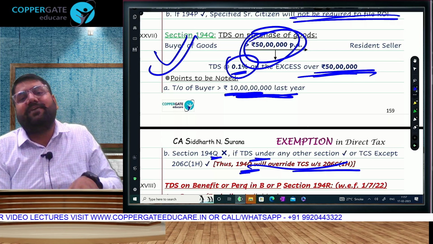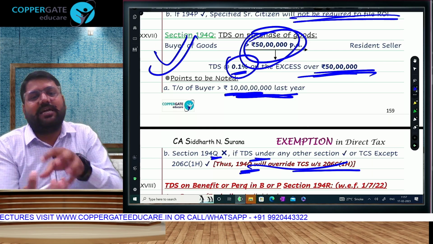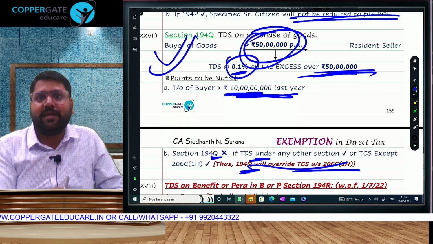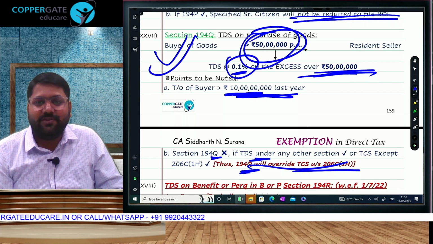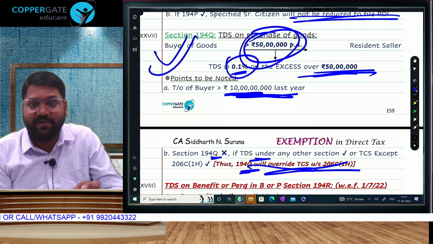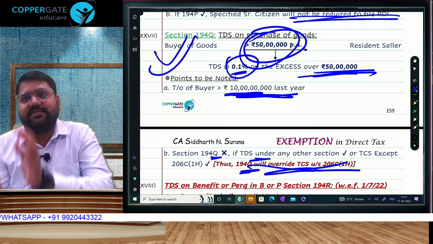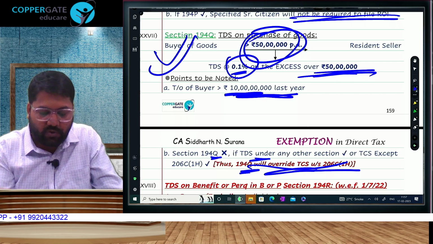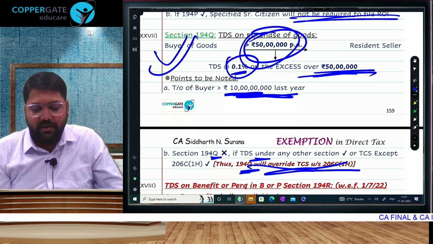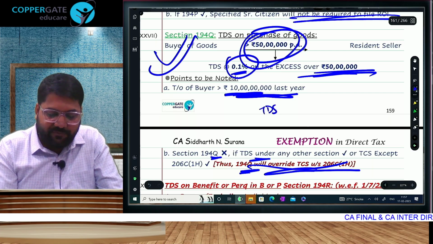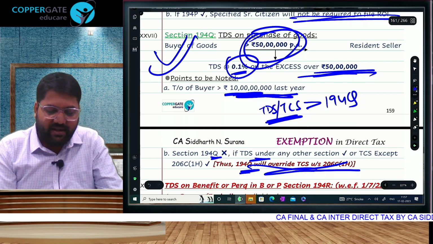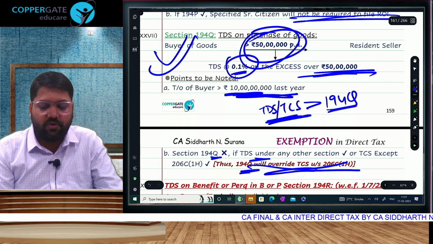For example, under contractor, the major component is labor, but goods are also covered, so 194Q TDS will not apply. Or TCS has been applicable, like alcoholic liquor or tendu leaves, or any TCS is applicable except the last part. 194Q will be overridden by full TDS and full TCS, but it will override the last part. In other words, the full chapter of TDS or the full chapter of TCS will get more respect than 194Q. If any other TDS or TCS applies, then 194Q will not apply.